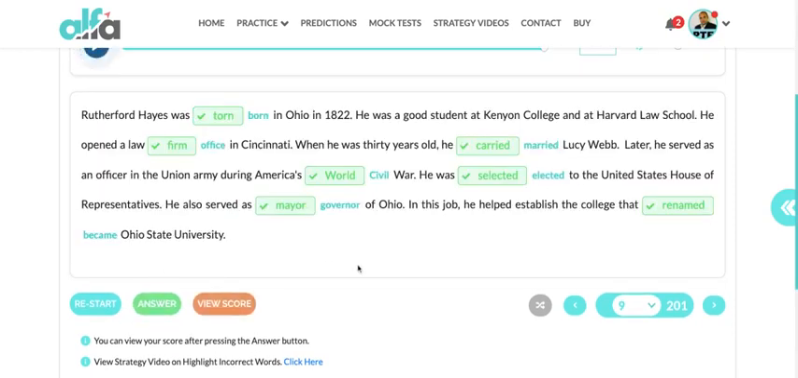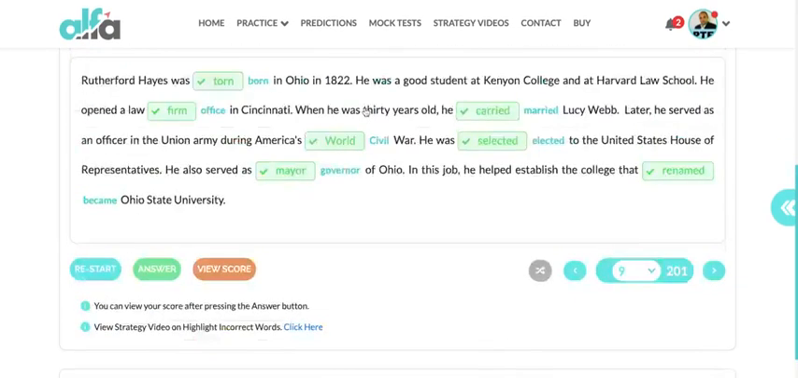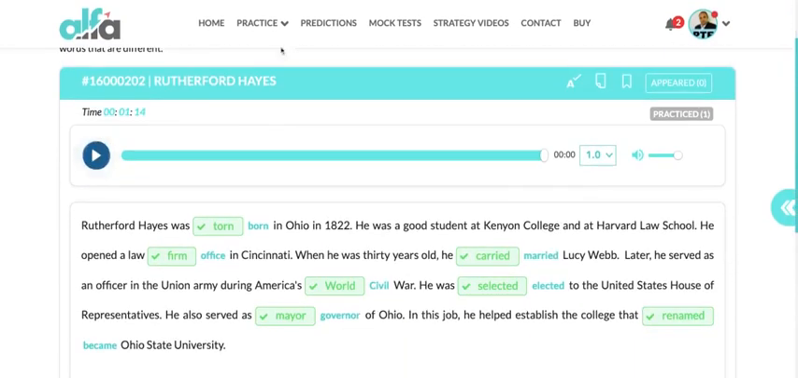So this is how you have to practice. So mayor and a governor theory, so I forgot. Renamed and became, that was the right word. And World War, I think it's Civil War. So this is how you have to keep clicking all the incorrect words that you hear. And remember guys, this question is giving you points for your listening and for your reading as well. So reading ko lagi pani, it's a very important question. Delicately balanced questions, so just make sure that we get it properly done.